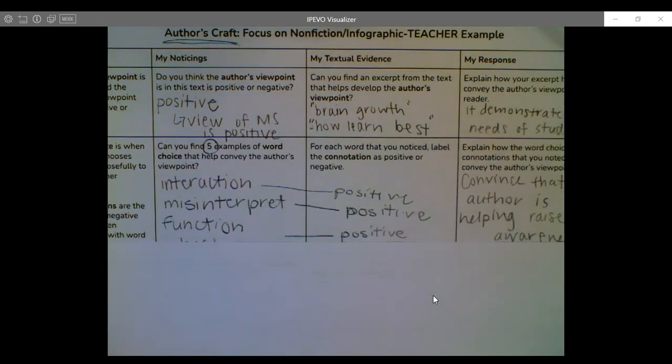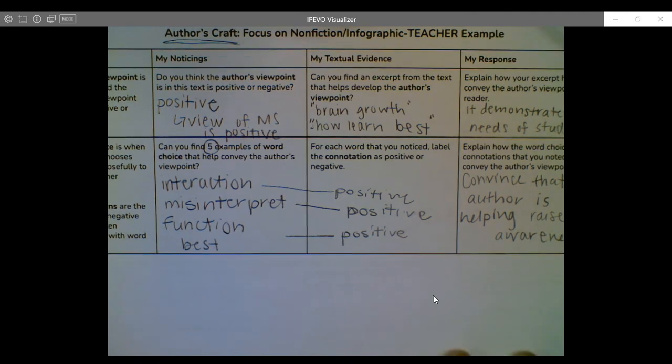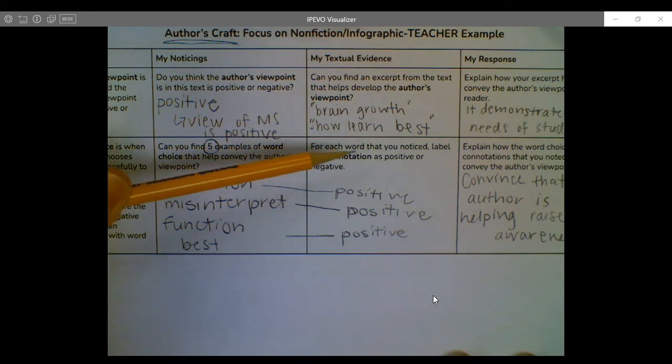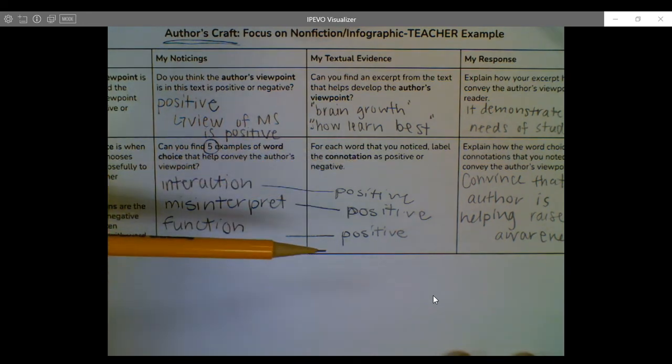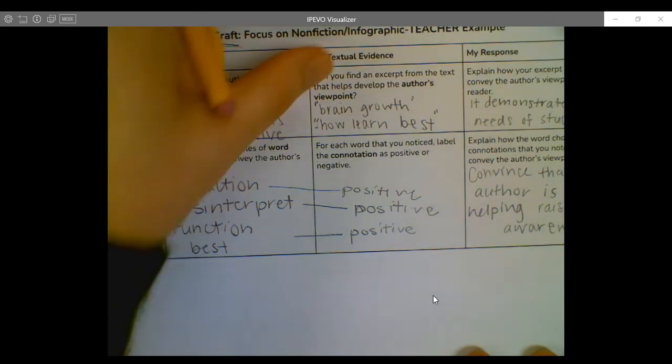Right, the next thing we're going to talk about is word choice and connotation. So I chose 3 words and phrases because 5 was a lot for this short infographic. And I chose interaction, misinterpret, and function best. And I determined that each one of these were positive connotations. Now, misinterpret is one of those examples where this is a negative word. Not understanding something is negative, but there are better or worse. There are worse ways to say that you have misinterpreted something.